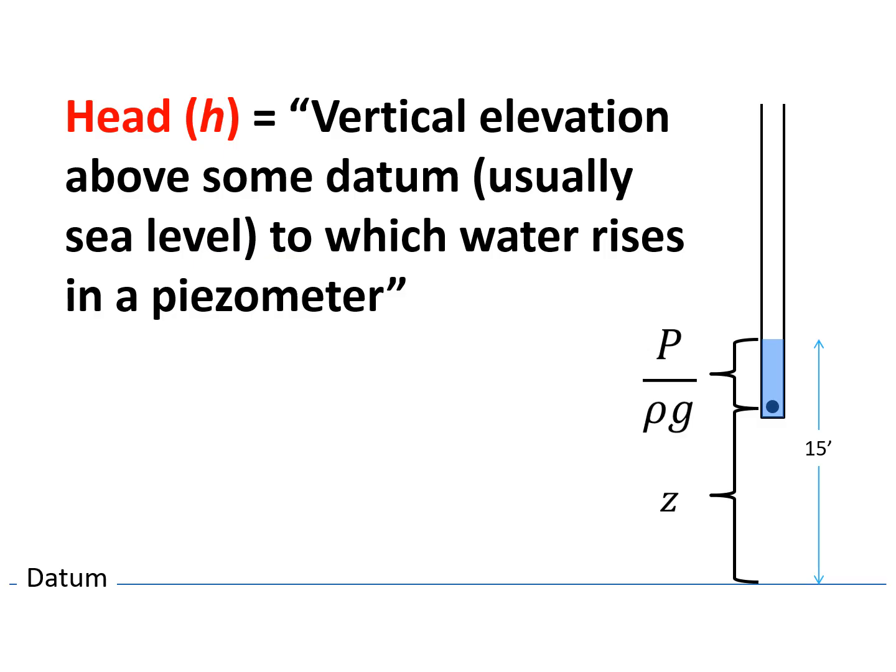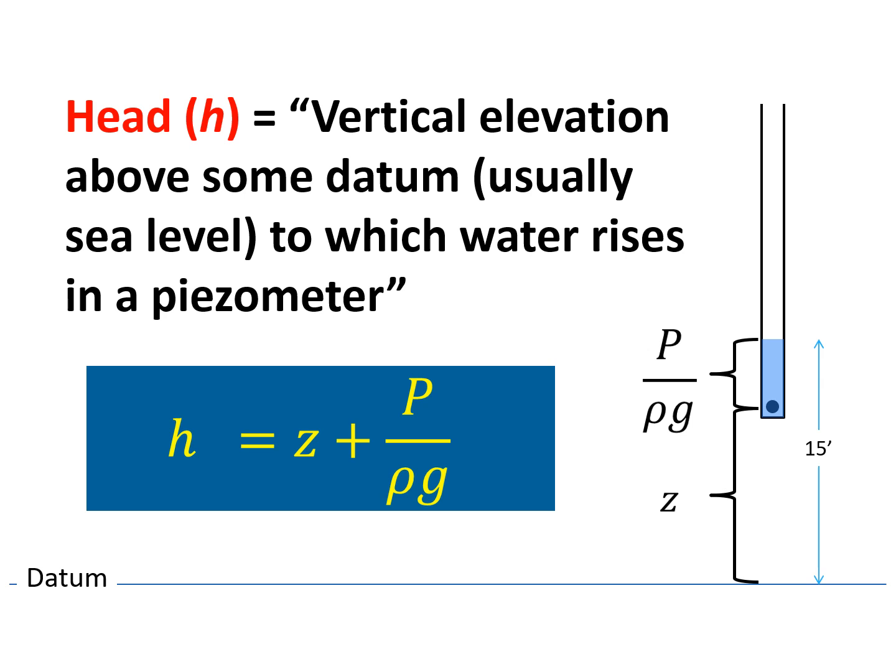It's easier to see the components of head if we look at how it's actually measured. Once again, the head is the elevation of water in the piezometer measured relative to datum. The head can be deconstructed into two lengths: the elevation of the entry port above datum, which is z, and the height of the column of water in the piezometer, which is P over rho g. Thus, H equals z plus P over rho g. We sometimes refer to z as the elevation head and P over rho g as the pressure head, so that we can say that the total head is equal to the sum of the elevation head plus the pressure head.